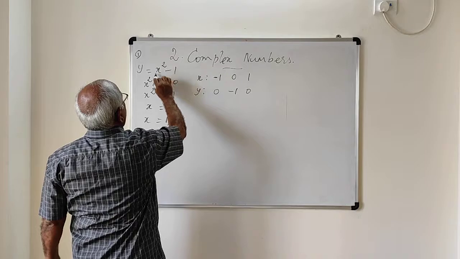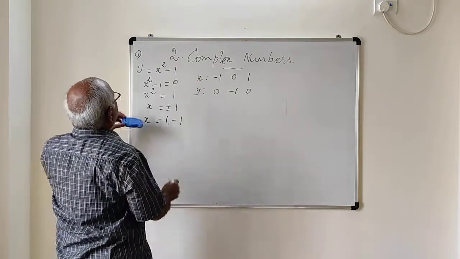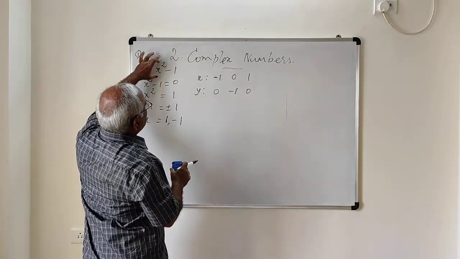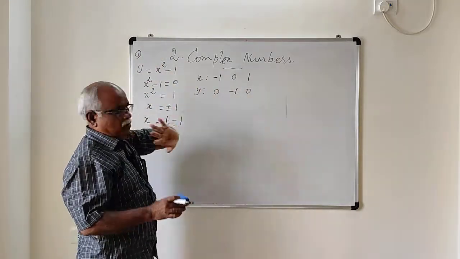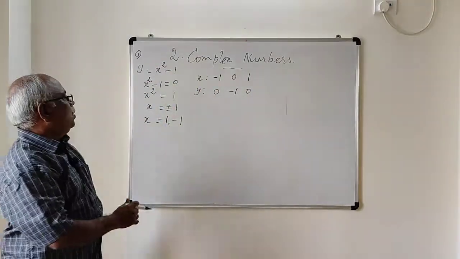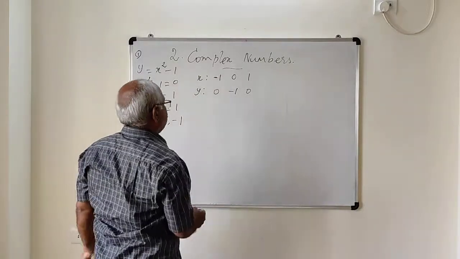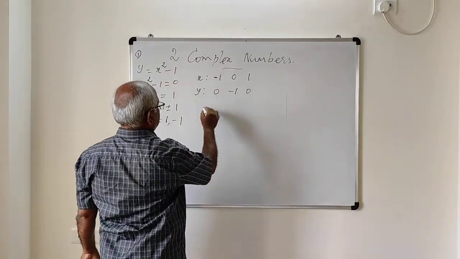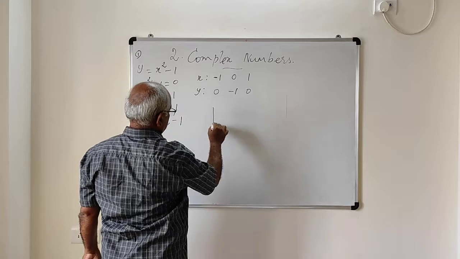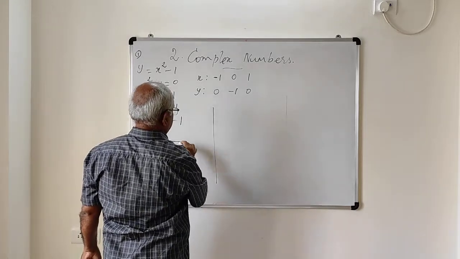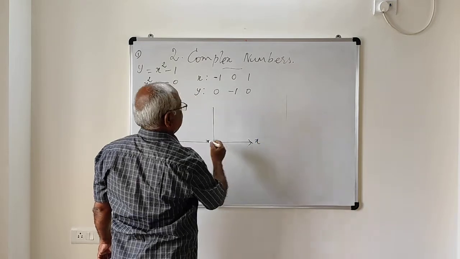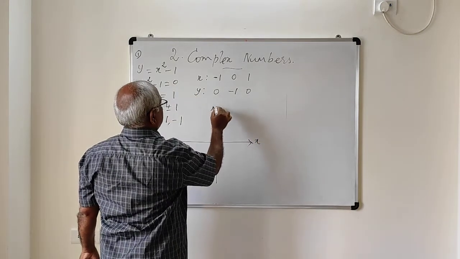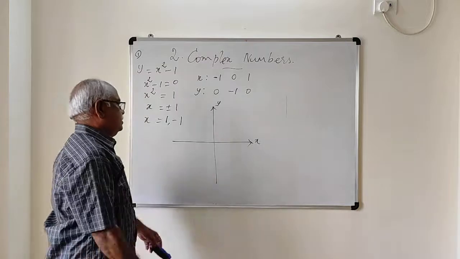If x is minus 1, x square is 1, so the point is 1 comma 0. If x is 1, y is 0. Like that, we are going to plot the points in a graph. This is the y-axis and this is the x-axis. The x-axis is always called the real axis and the y-axis is the imaginary axis.